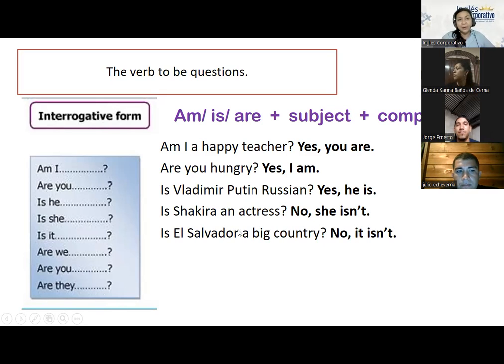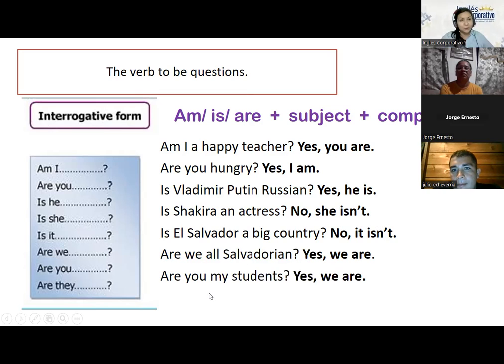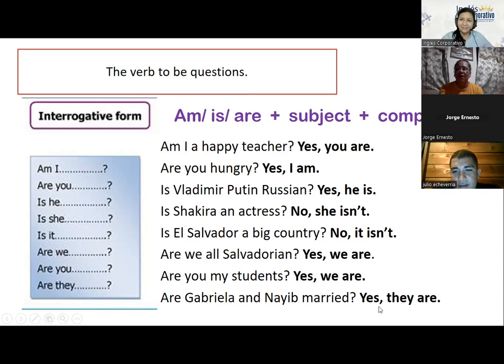Is El Salvador a big country? No, it isn't. It's because El Salvador is a country, it's a thing. Are we all Salvadorian? Yes, we are. We are Salvadorian. Are you my student? Yes, we are. Are Gabriela and Nayib married? Yes, they are. And they have a baby.